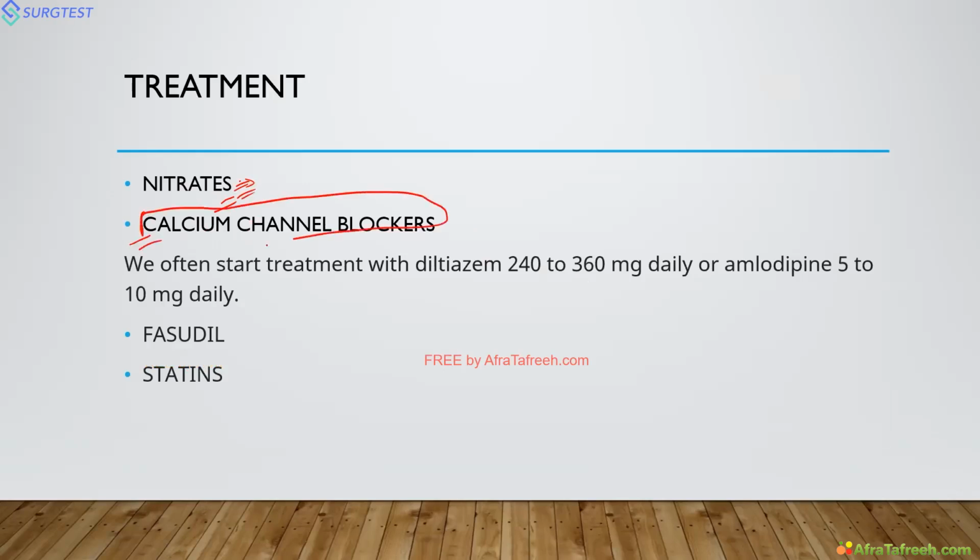The calcium channel blockers we use are diltiazem, 240 to 360 mg, or amlodipine, 5 to 10 mg. Next, fasudil, which we discussed is a Rho kinase inhibitor. Statins also have some role because endothelial dysfunction is the main pathogenesis, and endothelial dysfunction is corrected by statins.